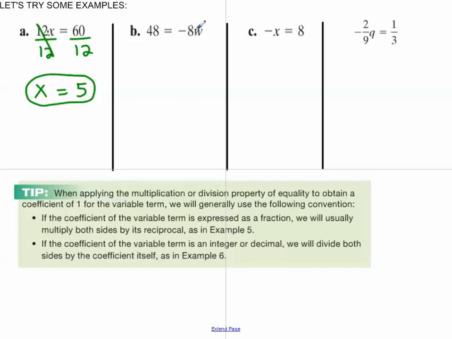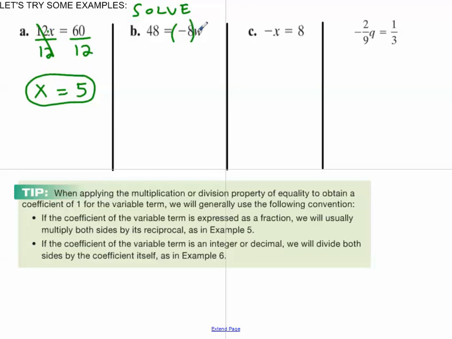What's the coefficient in front of the w? Coefficient is the number that's in front of the w. We treat that as negative 8. Again, if we're trying to solve these equations, then I want w, or the variable, all by itself on one side and the number on the other side. Same thing over here: x as the variable on the one side, number on the other.